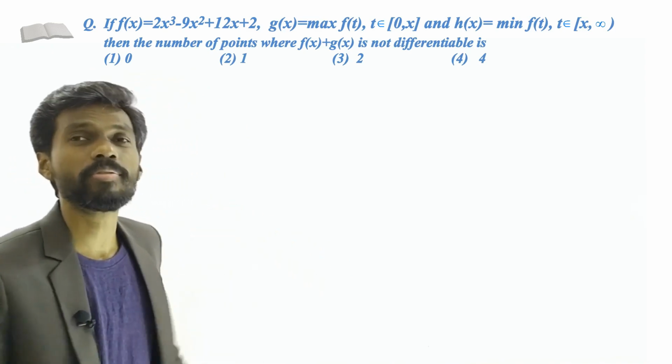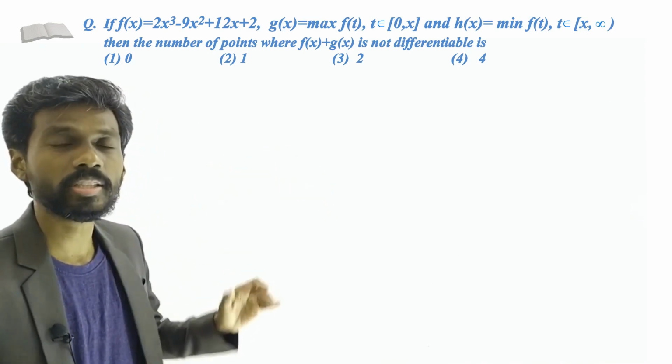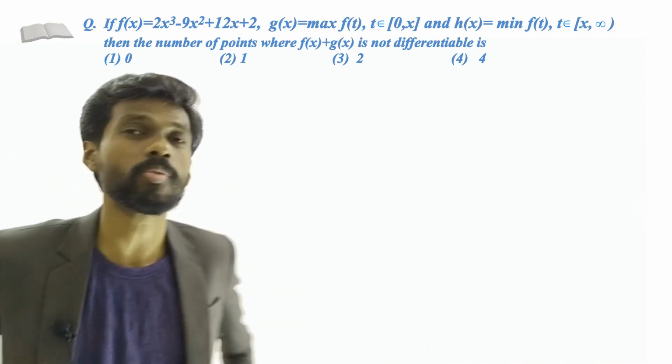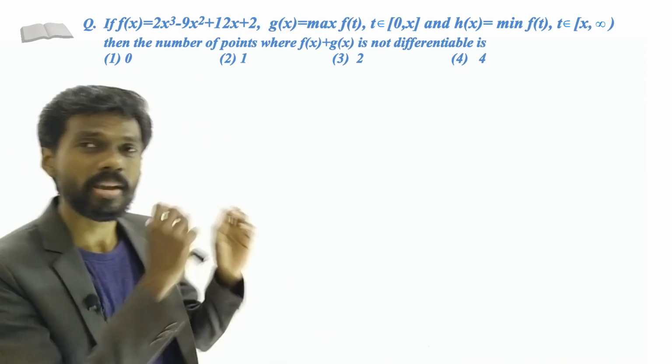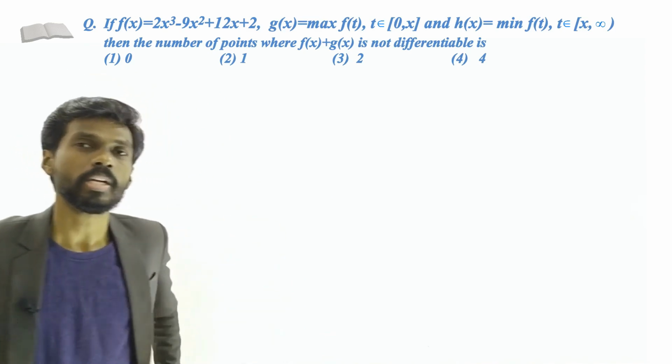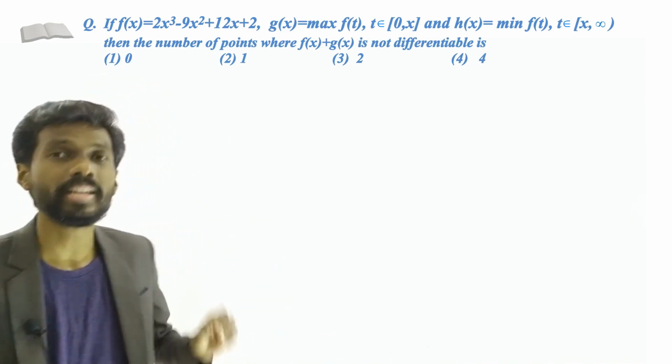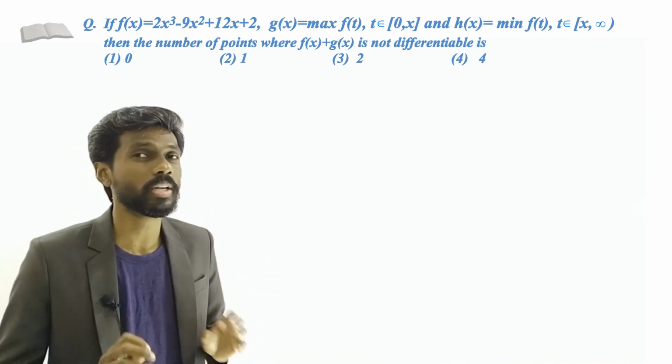So f of x is to be found, right? You have to draw the function f of x, g of x and h of x, so then we can find the number of points where the function is not differentiable. f of x plus g of x is not differentiable. So let us find separately where the function g of x is not differentiable. For that we have to draw the curve.